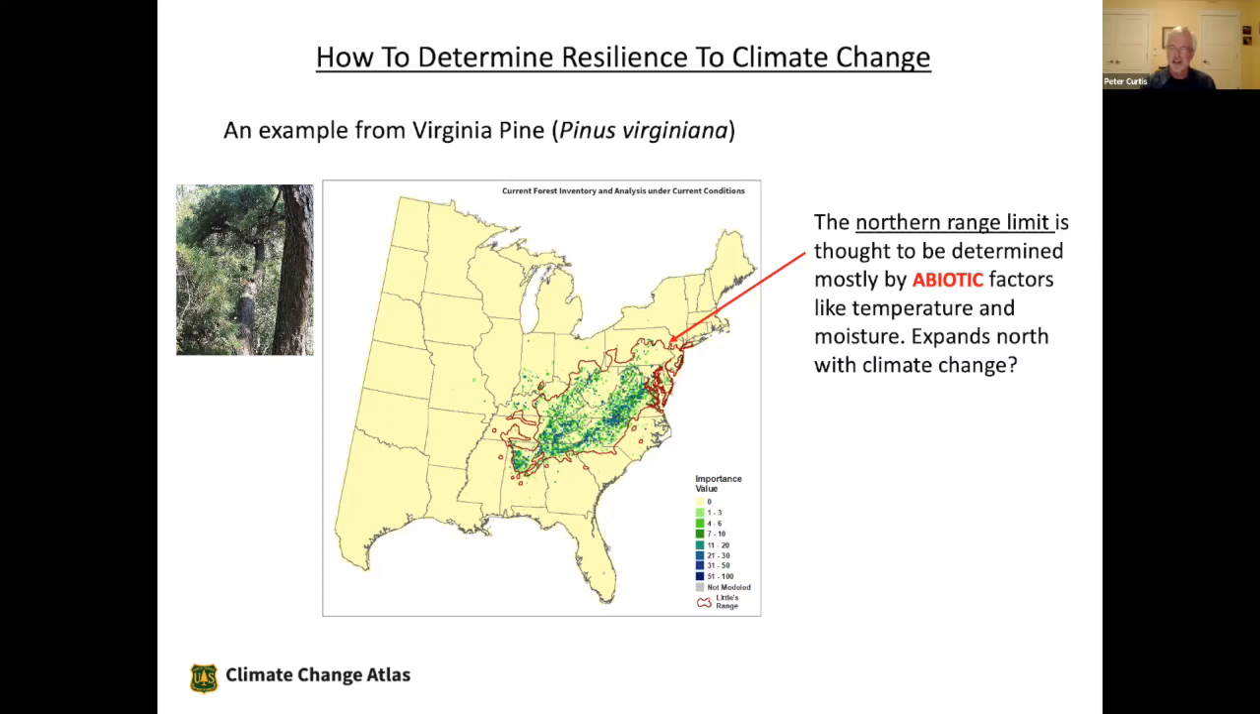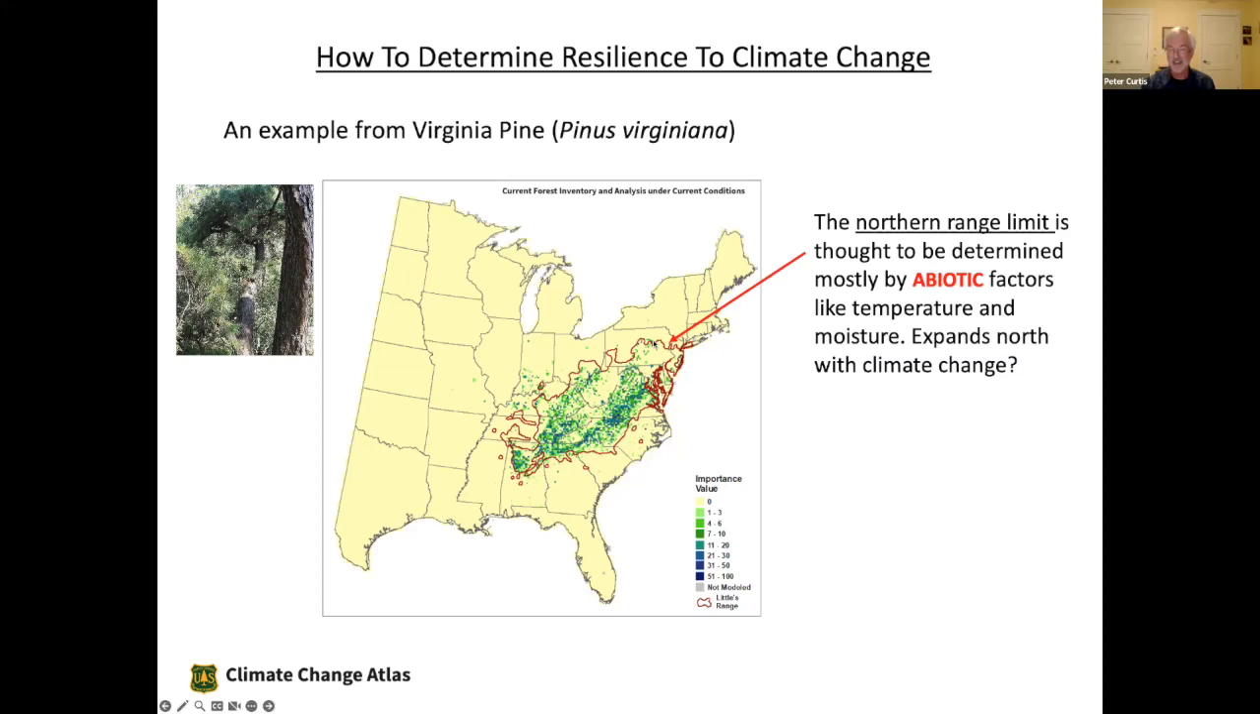And as we think about climate change, as the climate is warming, we might expect that this northern range limit expands north so that new habitat might become available north of this northern range limit, given that the thinking is that this is primarily driven by temperature effects, low temperature effects.